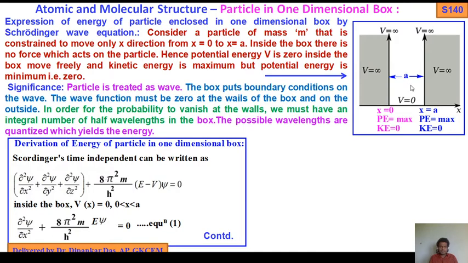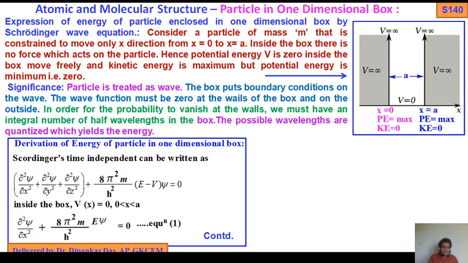Inside the box the particle moves freely and kinetic energy is maximum but potential energy is minimum. So inside the box kinetic energy is maximum, keep in mind, and potential energy is 0. But outside it is just reversed: potential energy is maximum but kinetic energy is 0. So we talk about the inside of the box, where the kinetic energy is maximum but potential energy is minimum.